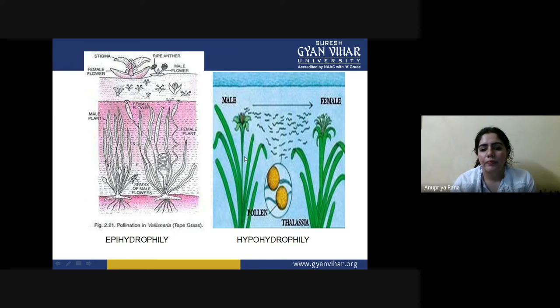Here you can see this is Vallisneria, and this is a hydrophily, like the male flower. They have some kind of swimming capacity so that they can swim under the water, and hence you can say they have this large and long type of stigma on their flower. So easily they can just adjust it inside.